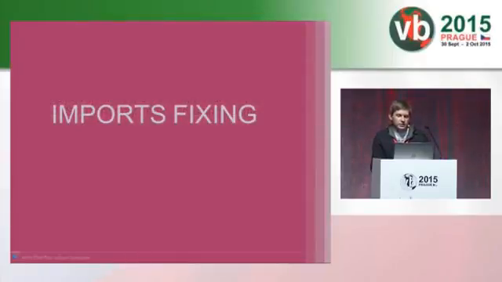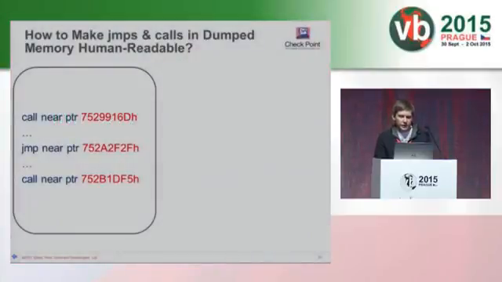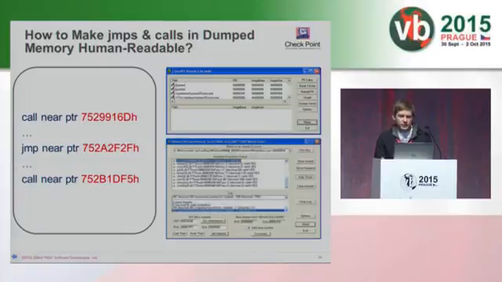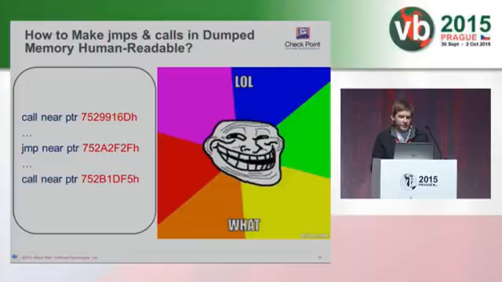Next, imports fixing functionality. Here's how we usually make jumps and calls human readable in dumped memory without using IDA dump. We'll use some dumping tool and then apply import reconstructor-like tool to that dump to restore imports. And basically, it's a lot of numbers, a lot of data, and a lot of room for errors.